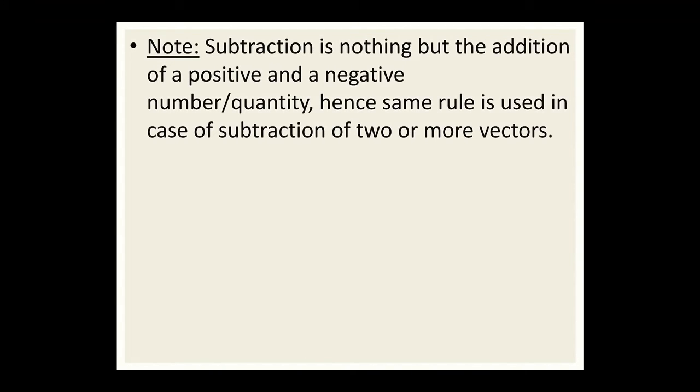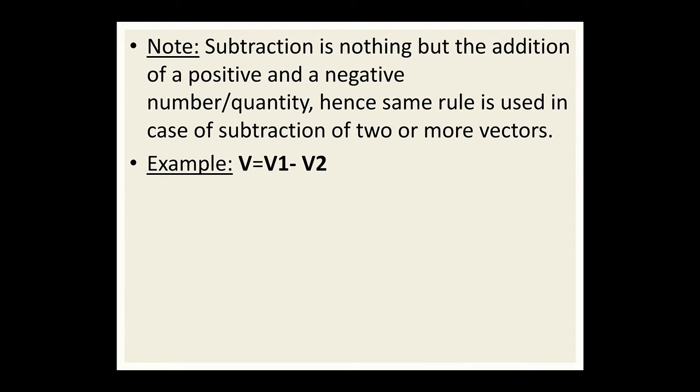Note: subtraction is nothing but the addition of a positive and a negative number or quantity. Hence, the same rule is used in case of subtraction of two or more vectors. For example, let us subtract v2 from v1. So when you subtract v2 from v1, that is v1 minus v2, you will get a new vector. We are calling it v. So v is equal to v1 minus v2.